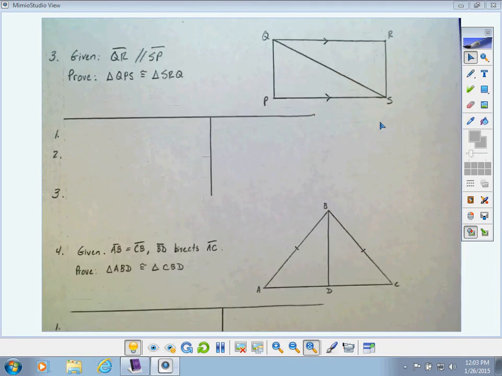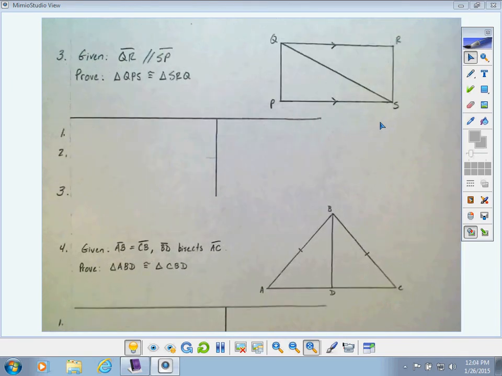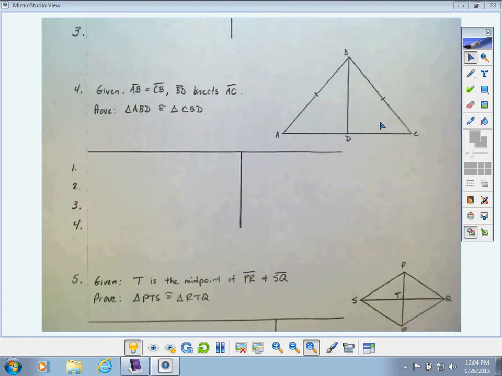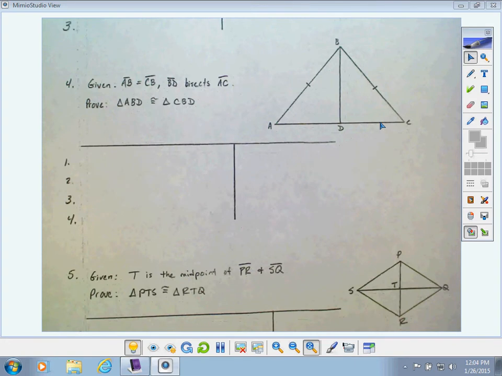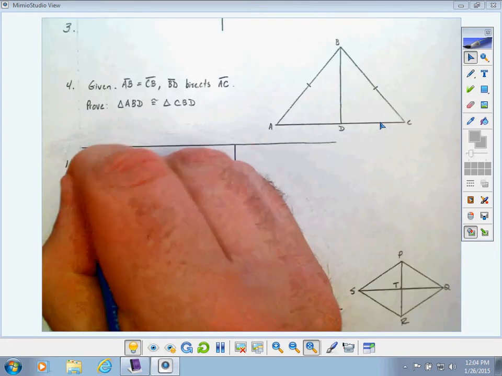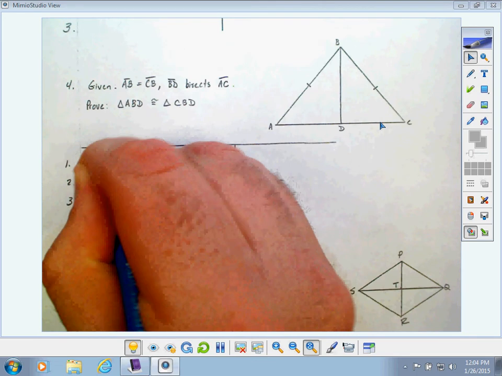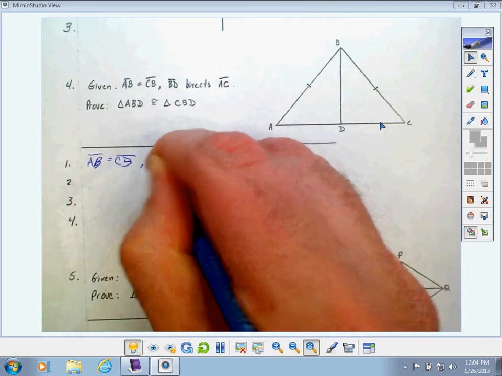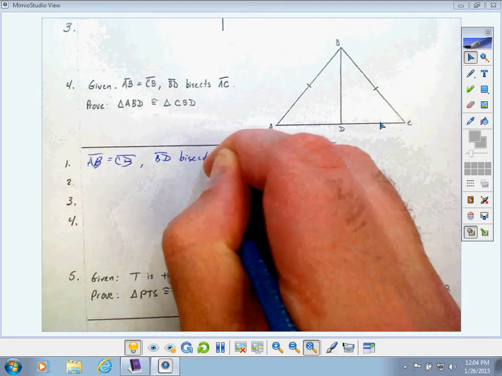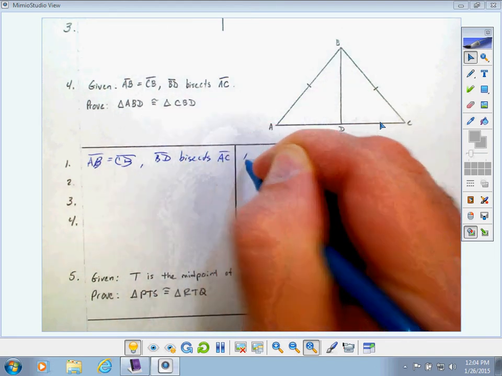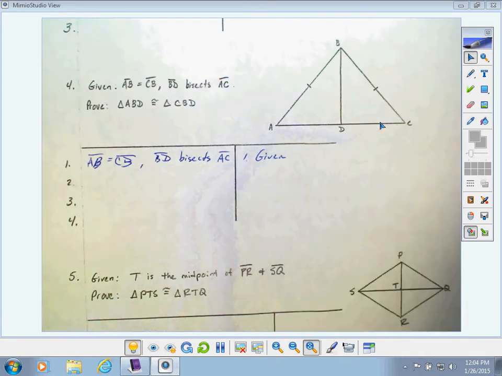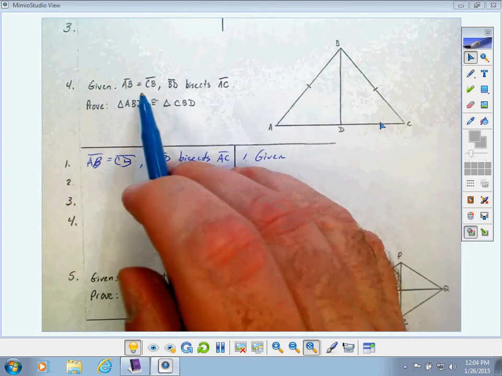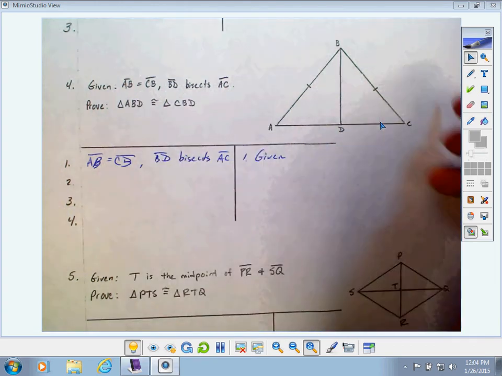Alright, so let's see if we can go through these other ones a little bit more quickly. I'm actually going to do number 4 first because it's a little bit easier than the others. So again, after writing the given down, I would say look at the picture. Now these 2 sides out here are marked in because we were told that in the given. But what else can I get from the picture?